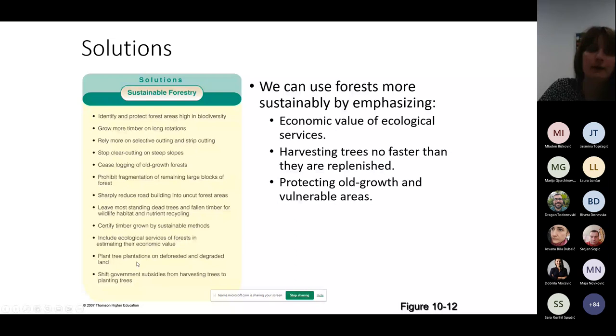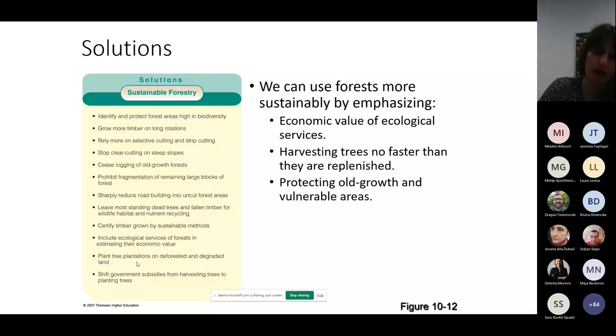So what are solutions for sustainable forestry? So we should identify and protect forest areas with high biodiversity, grow more timber on long rotations, rely more on selective cutting, stop clear cutting. So, I mean, we should be aware of this fact. So we should prohibit fragmentation of remaining large blocks of forest, sharply reduce building into uncut forest areas.